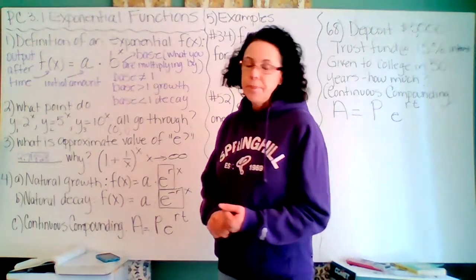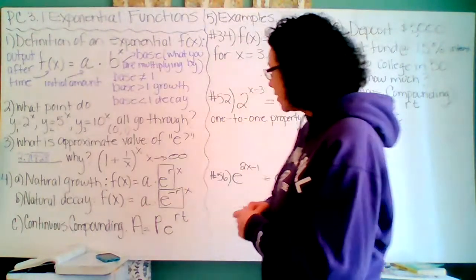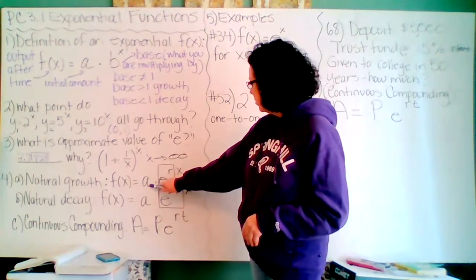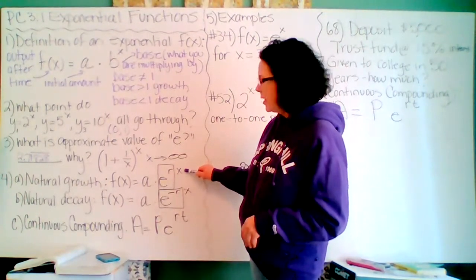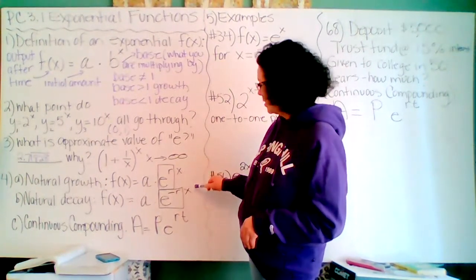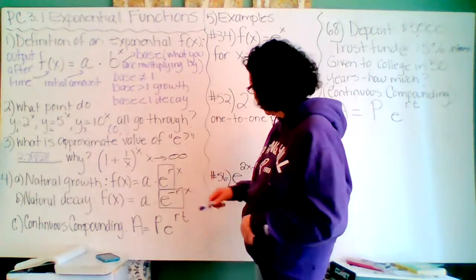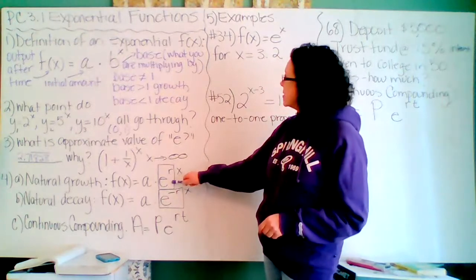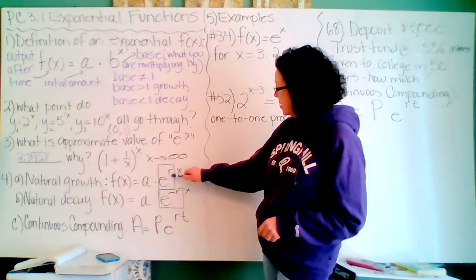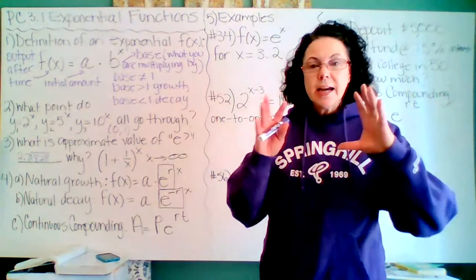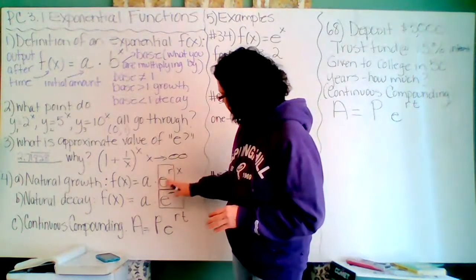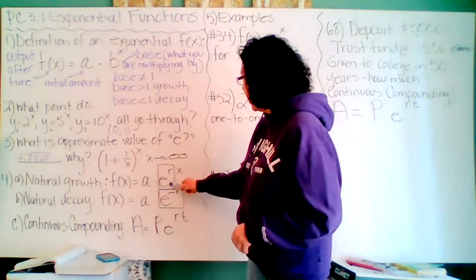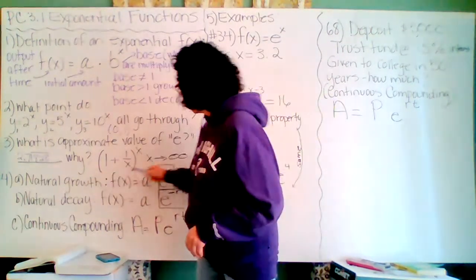So this means that natural growth is still an exponential function. Here's your starting amount. Here's your time. A lot of times they use t for time instead of an x. But the base is e to the r, so the entire base is an exponential expression. It's e because it's natural, and the r is positive because it's growth.